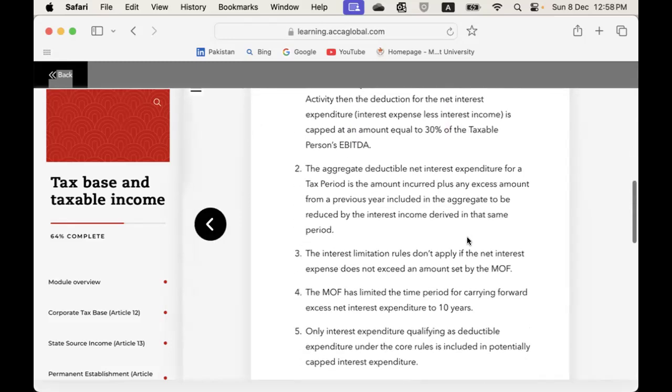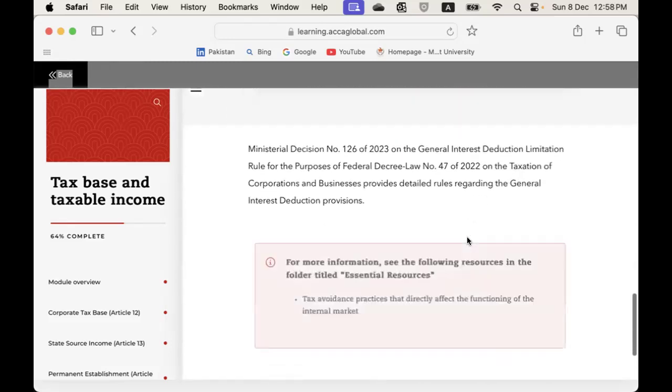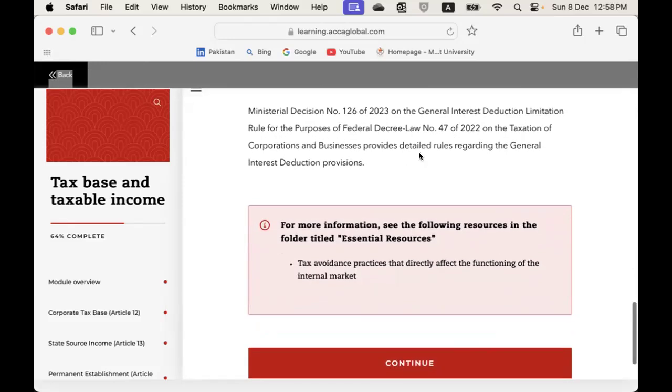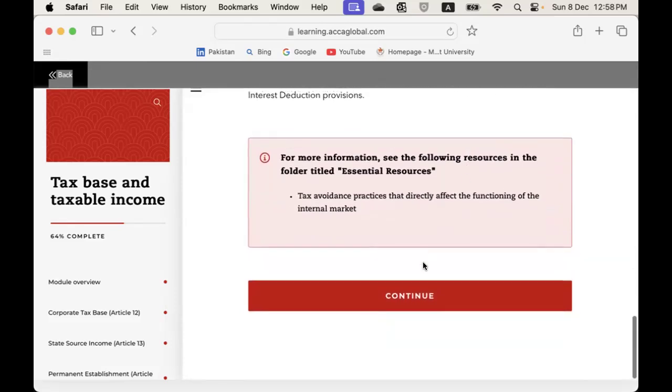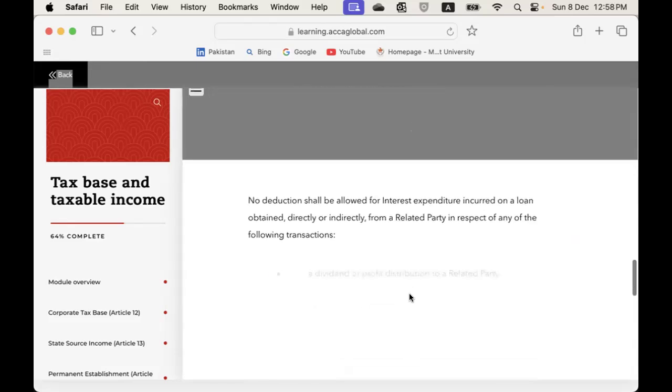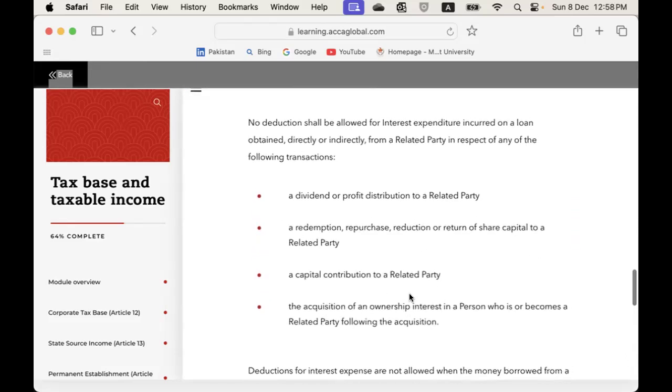So this is a summary of what we have already read, so I'm going to skip that. Ministerial Decision number 126 on the general interest deduction limitation rule provides detailed rules for the interest deduction limit. Specific interest deduction. Now, this is key. In the previous slide, we saw that certain types of interest are anyway disallowed, right? That's what we are reading right now.